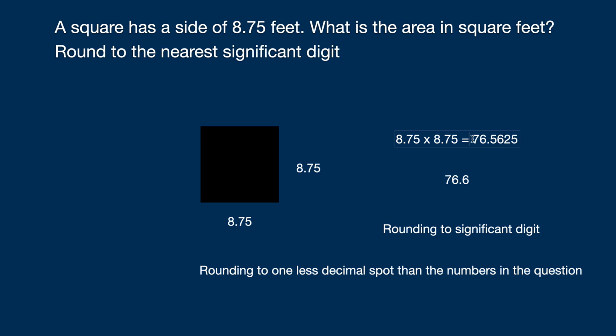76.5625. Well, we're rounding. Remember, they gave us 2 decimal spots, so we're going to round to just 1. We don't worry about these 2 because we're only rounding to 1. So the 5 will either stay a 5 or move up to a 6. So 6 is more than 5, so we're going to round the 5 up 1 to 76.6. That is the answer.